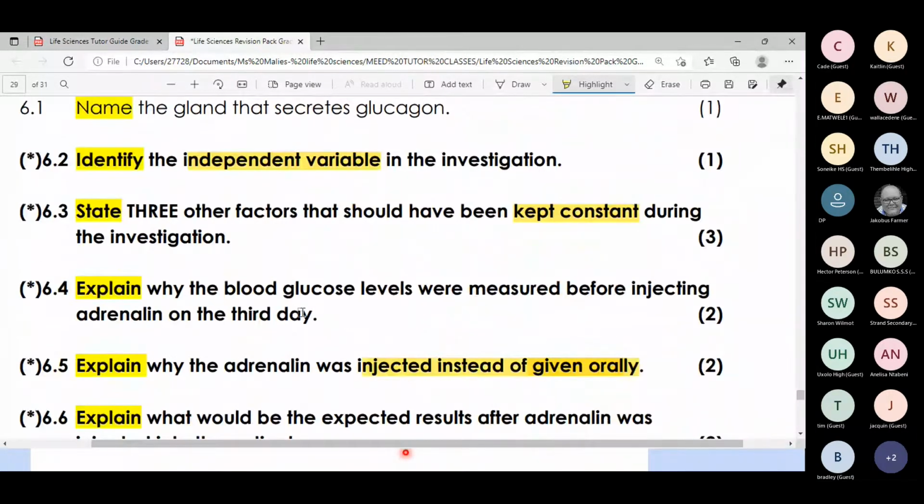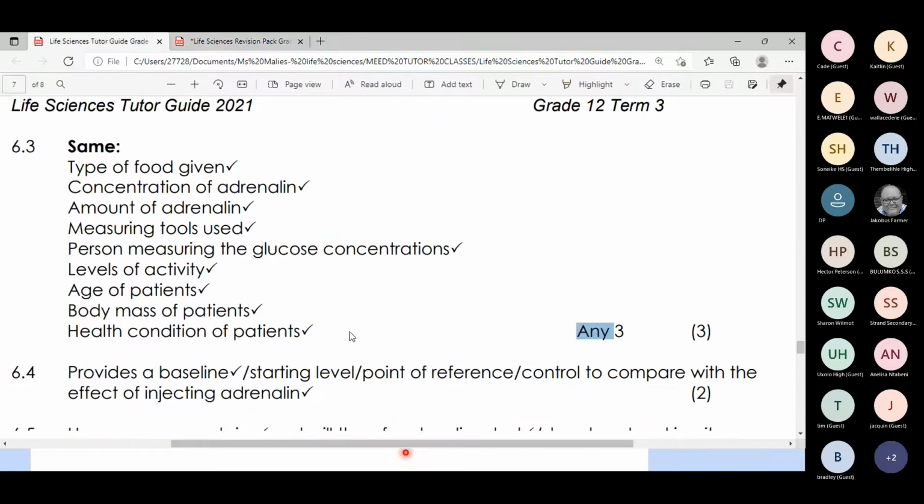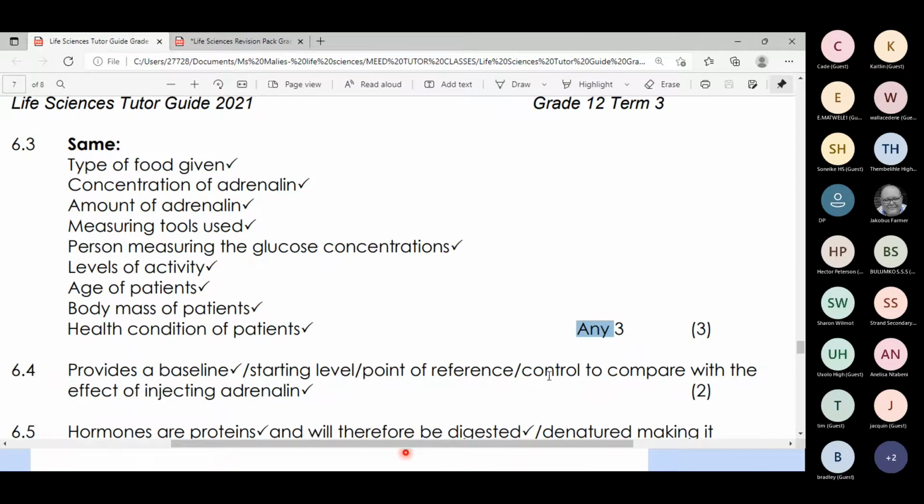Explain why the glucose levels were measured before injecting the adrenaline. It's to establish a control, providing a baseline or to have a starting level or a point of reference. But the one we normally tell you in the class is to establish a control, to compare with the injected adrenaline. Grade 12s, I hope you've taken note of the trend the investigations are going in. They are talking about the variables, they are talking about control.